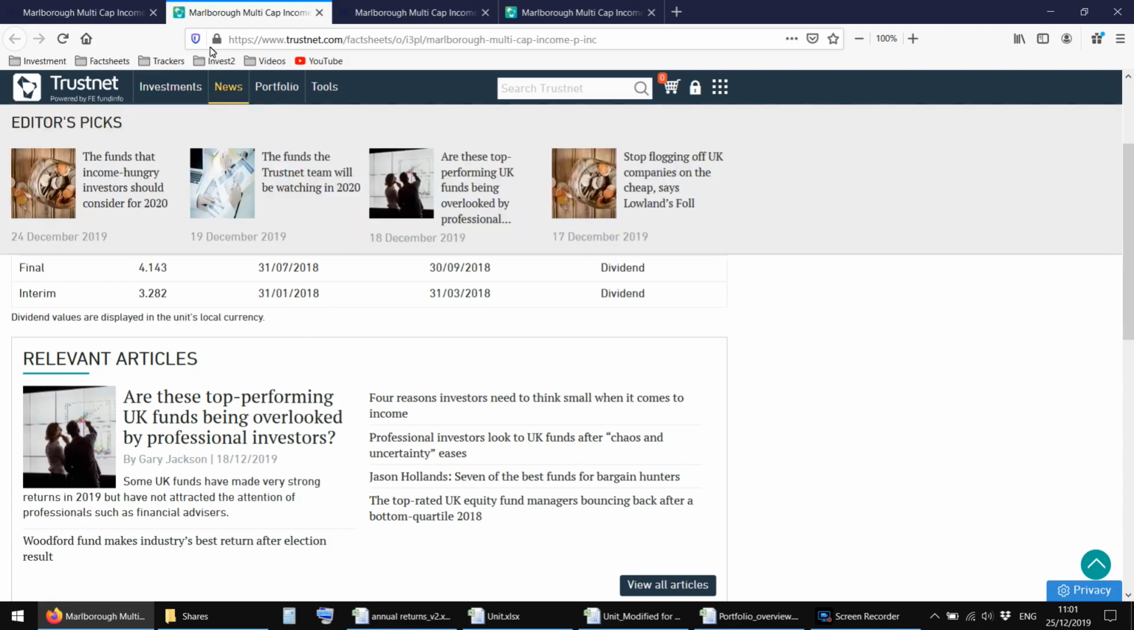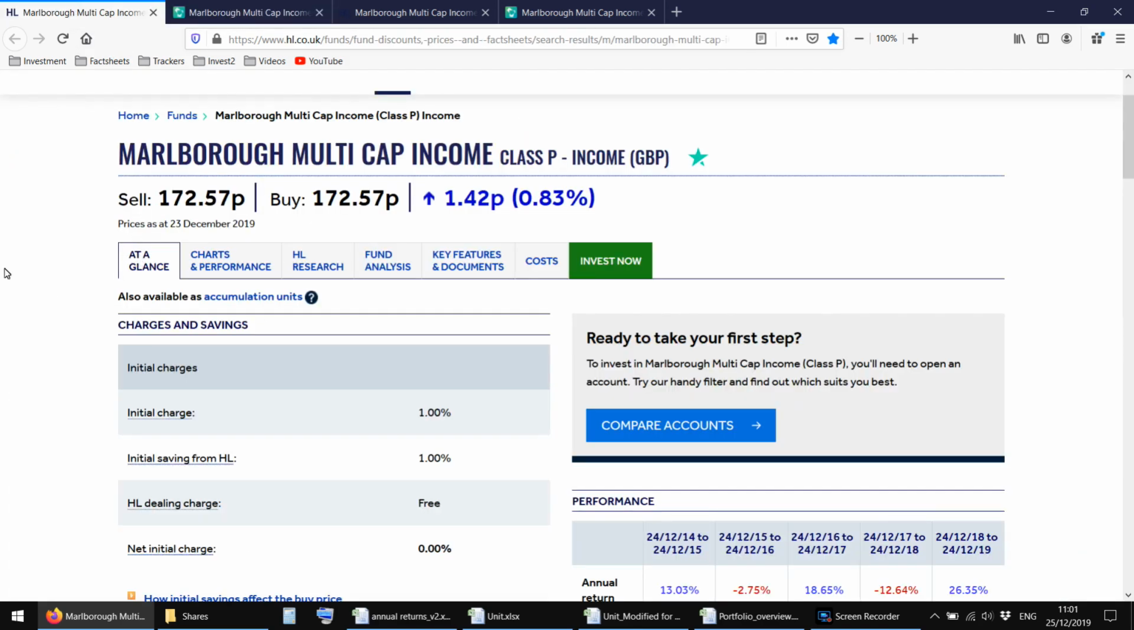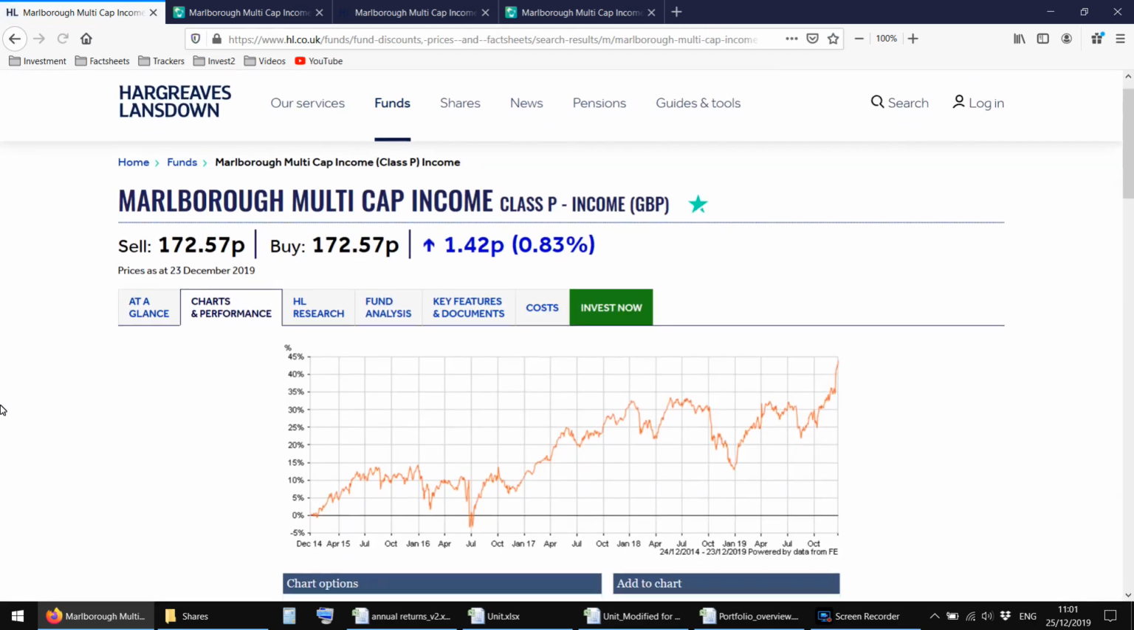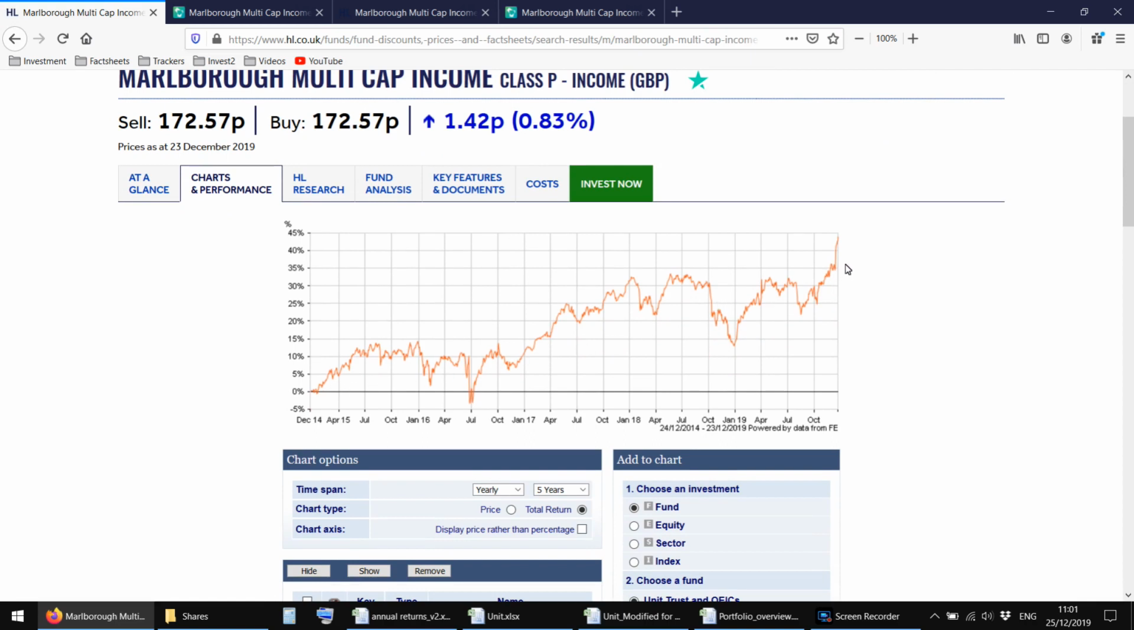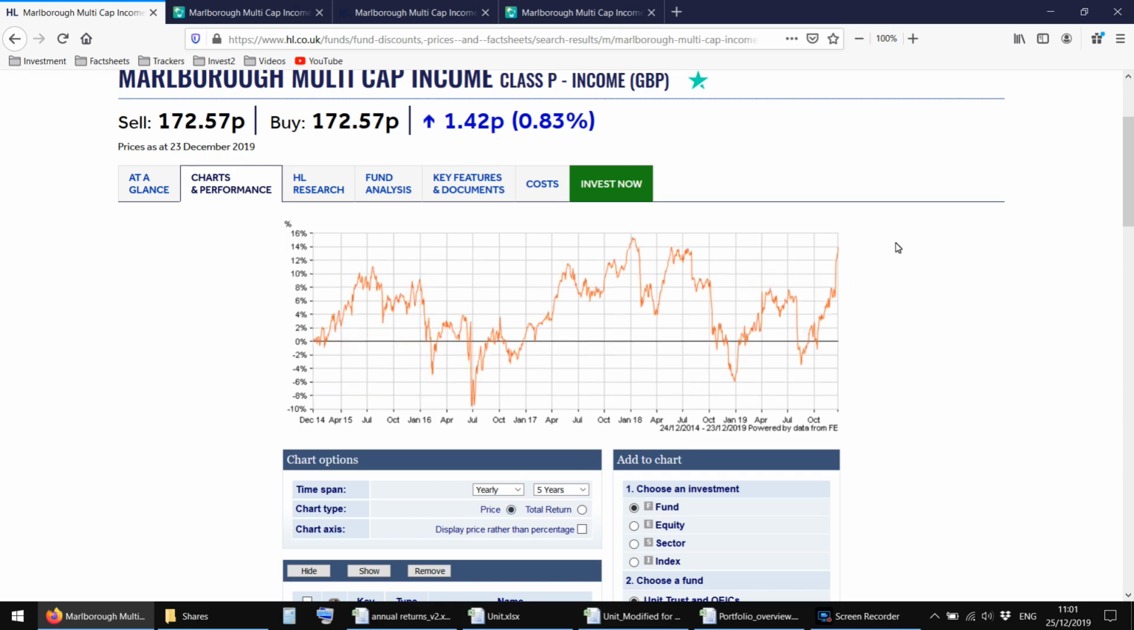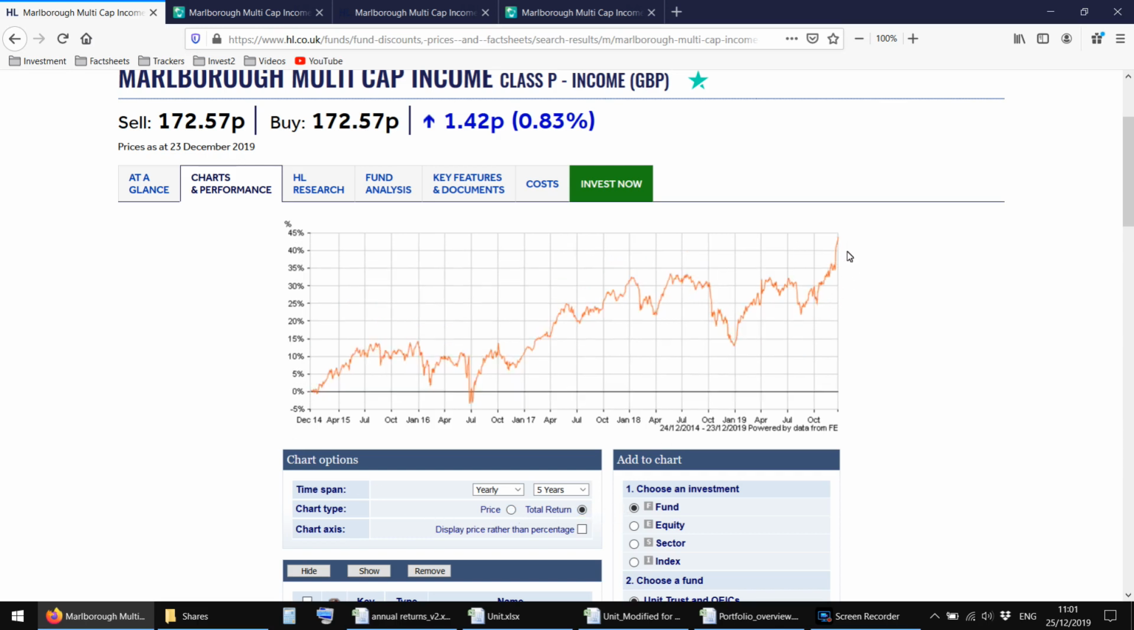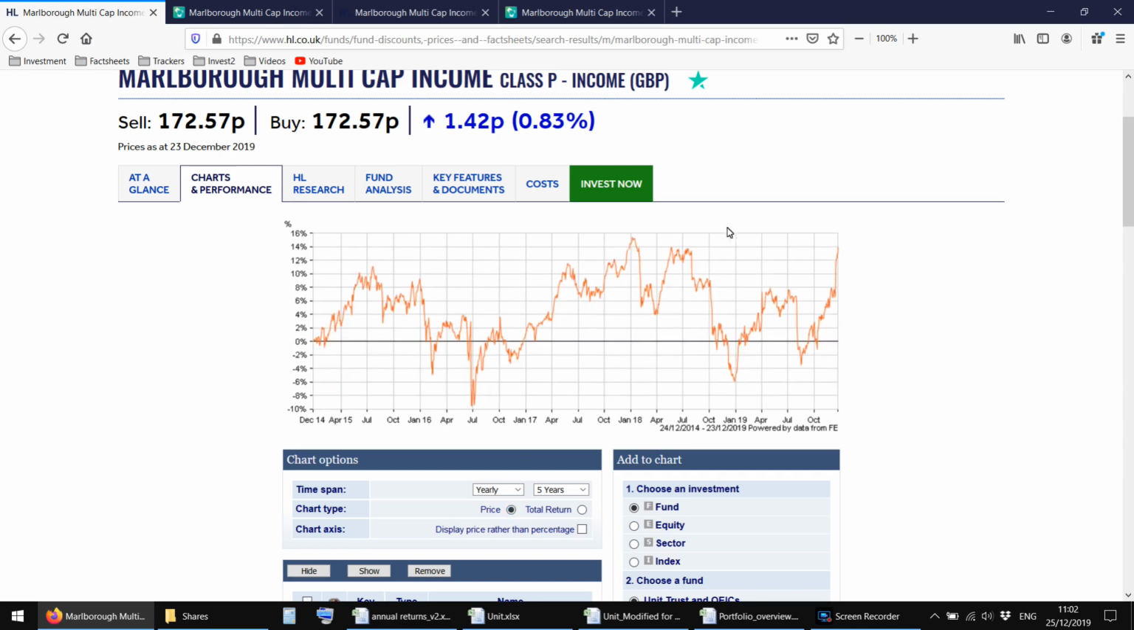The only thing I'd say about the income units is, if you're focused a bit on dividends like I am, it gives you some sort of measure. If we go to the charts and performance of the income unit, it's a little bit misleading, because we're on the income unit page, but by default the total return shown is the accumulation unit. It's weird, isn't it? But if you click on price rather than total return, it changes it. See how that's much flatter compared to total return.